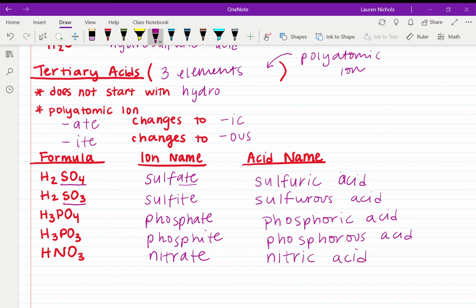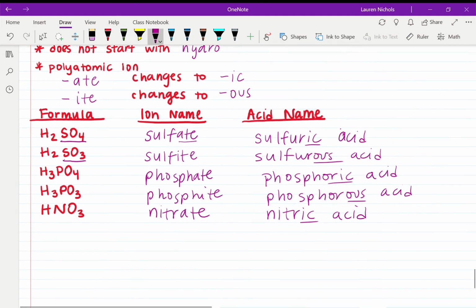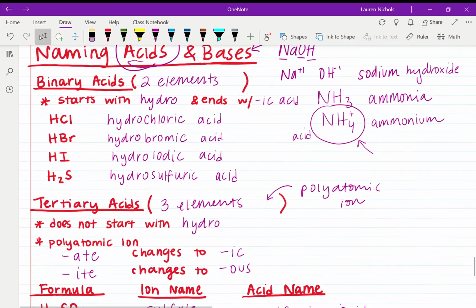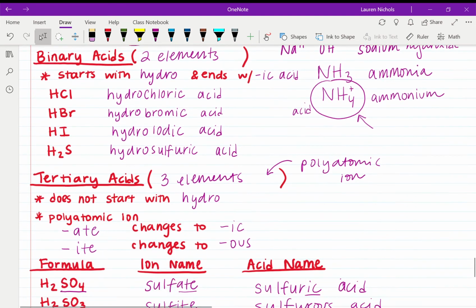And don't worry if you're wondering, if I just ask you and it's not multiple choice, spelling, as long as you have the right ending on the end, is fine. I'm not going to take off if you swap an I and a U or something like that. So that's kind of how you name acids, the basics. And yeah, enjoy.